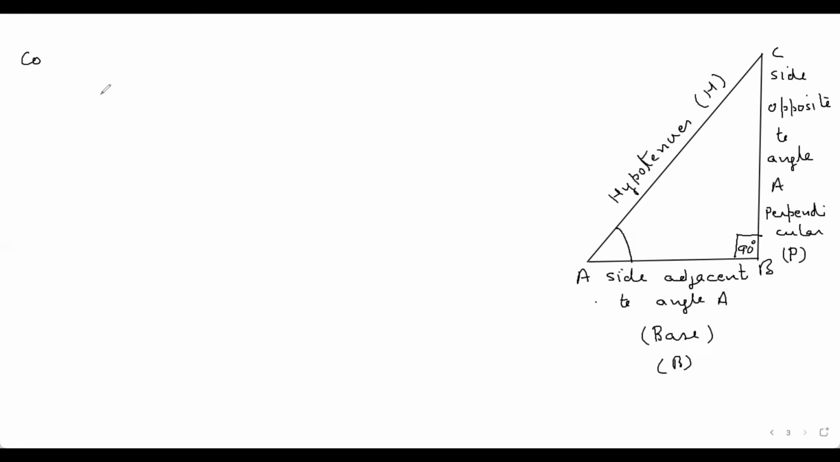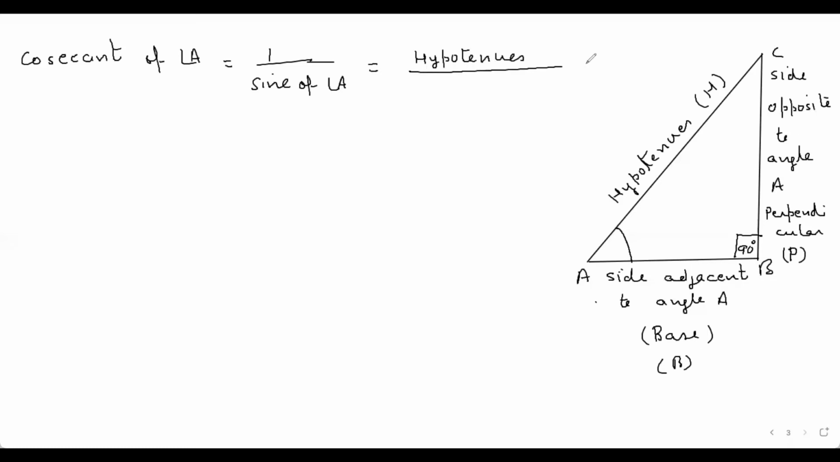Now I am going to explain cosecant of angle A. Cosecant of angle A is 1 over sine of angle A. It means cosecant of angle A and sine of angle A are reciprocals of each other. That is equal to hypotenuse upon side opposite to angle A, that is AC by BC.